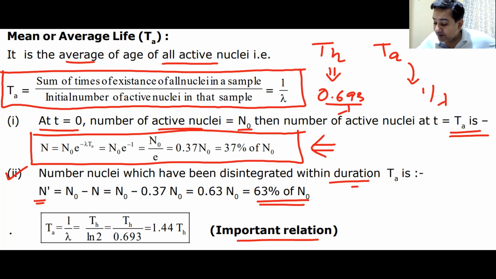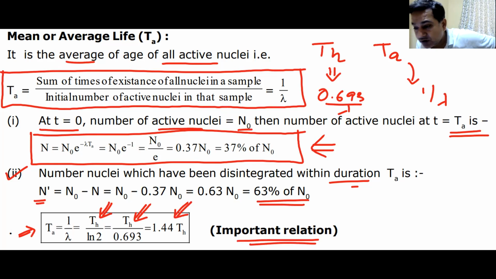And this, as you can see, is written in bold letters. It is a very, very important relation. T average is 1 by lambda. This is T half divided by ln 2. This is T half divided by 0.693. This is 1.44 times TH. You cannot forget these relations because a straightforward question can come. You cannot waste time on such straightforward questions. Getting my point?